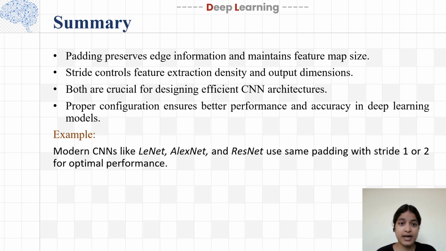Next, to summarize, padding helps preserve edge details and maintain output size, and stride controls how much the filter moves and affects the size of the output. Together, they make CNNs efficient and accurate. Famous models like LeNet, AlexNet, and ResNet use same padding with stride 1 or 2 for optimal performance.